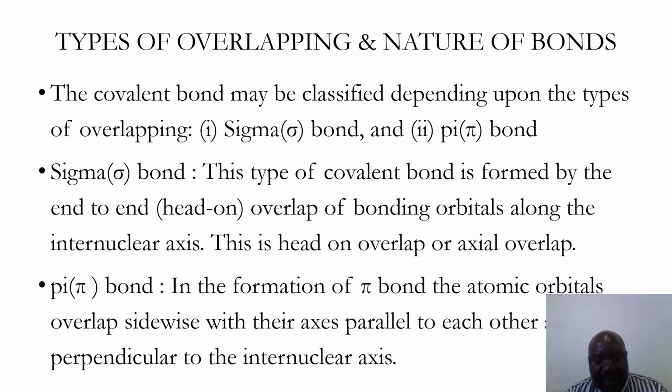The pi bond. In the formation of the pi bond, the atomic orbitals overlap sidewise or side by side, with the axes parallel to each other and perpendicular to the internuclear axis.